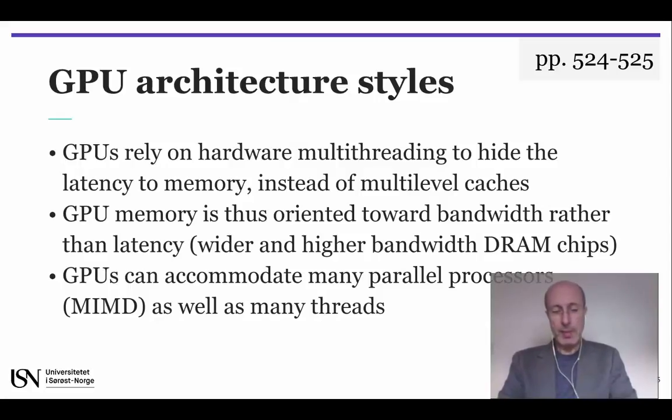Perhaps the biggest difference is that GPUs do not rely on multi-level caches to overcome the long latency to memory, but instead they rely on hardware multithreading, that is, between the time of a memory request and the time that data arrives, the GPU executes hundreds or thousands of threads that are independent of that request. So memory bandwidth is more important than latency, and MIMD architectures play an important role in GPUs.